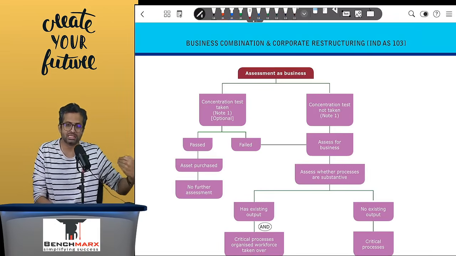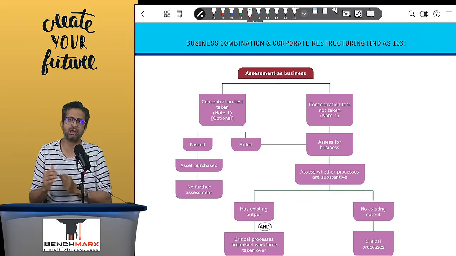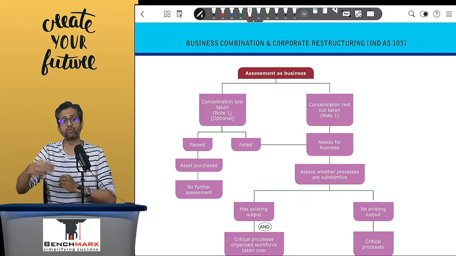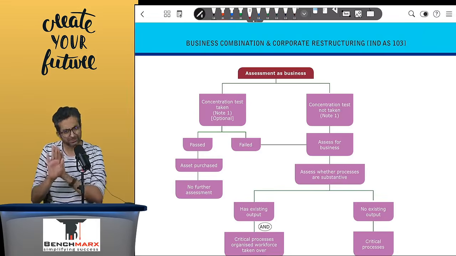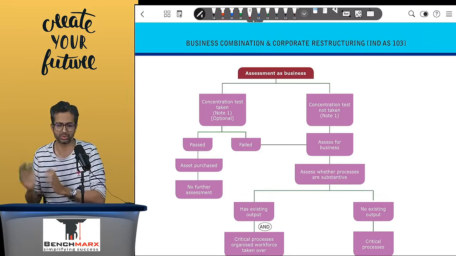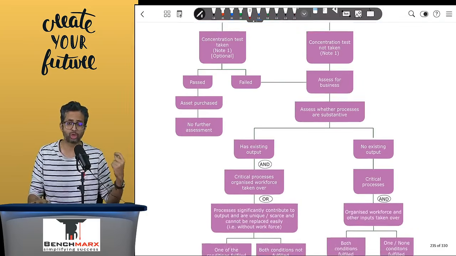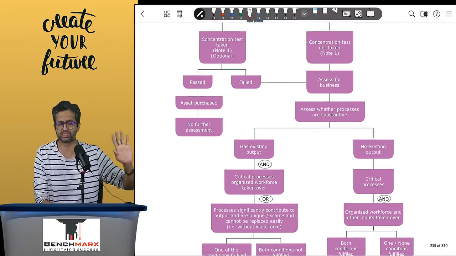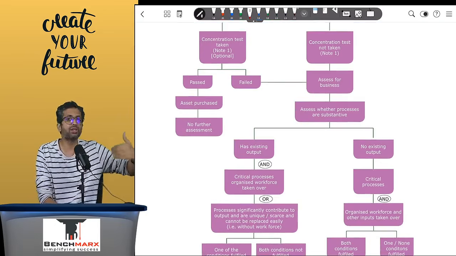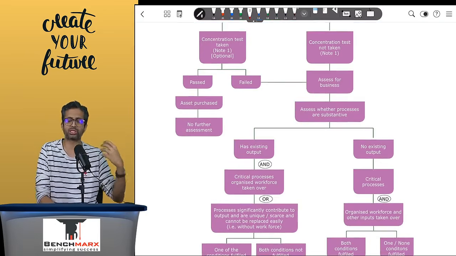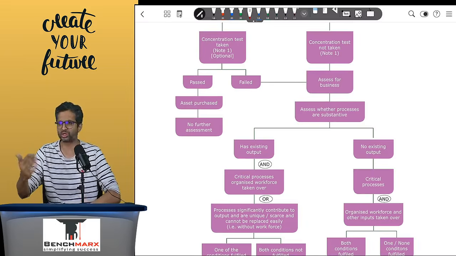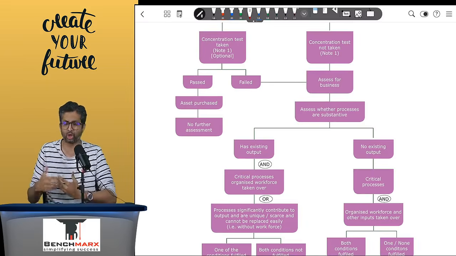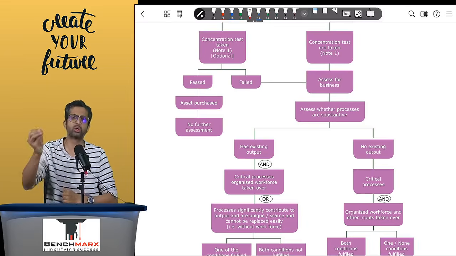Similarly, if you have an existing output, like the company has products, even over here, if you are taking over just the assets without the organized workforce or critical processes, it may still be an asset purchase. However, there is also one more condition, only in case where there is an existing output: even if your workforce is not taken over, if your assets and processes are so unique and scarce that they are difficult to replicate, like you have a global presence, some unique processes and technologies, in which case this can still be constituted as a business.